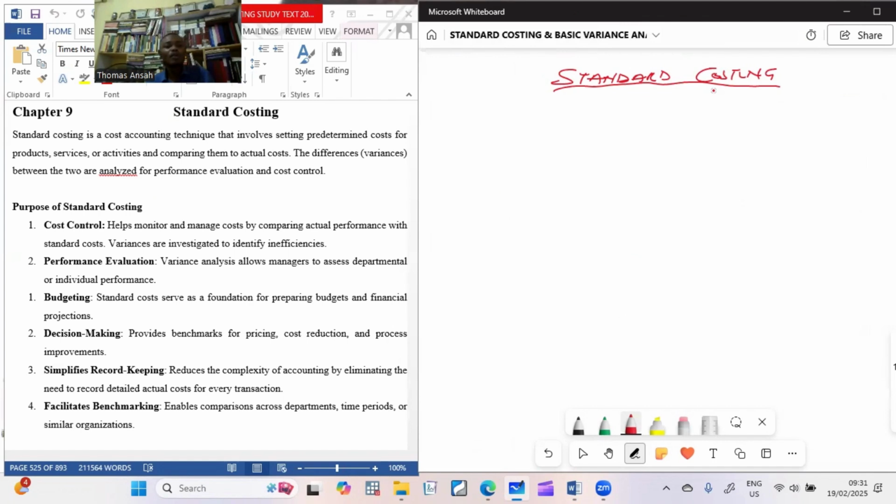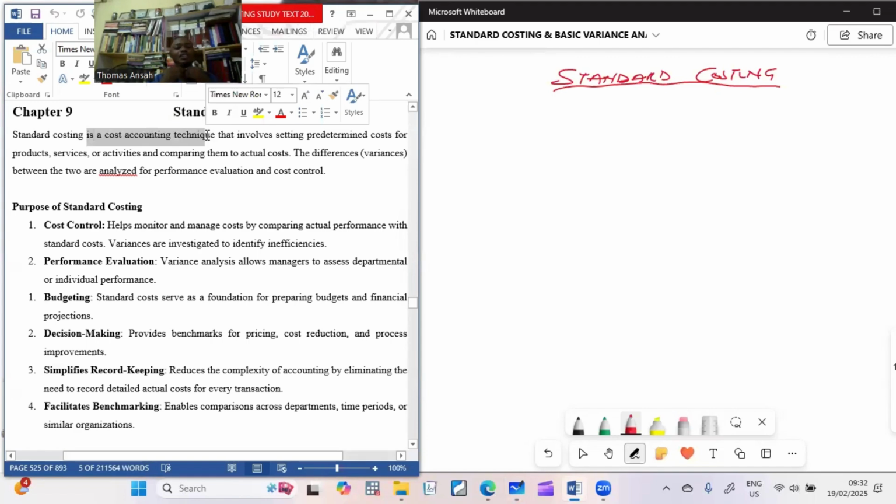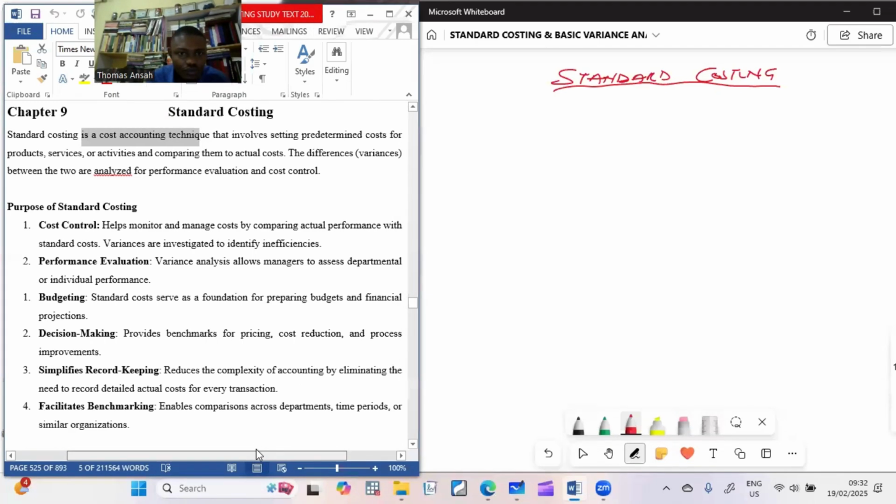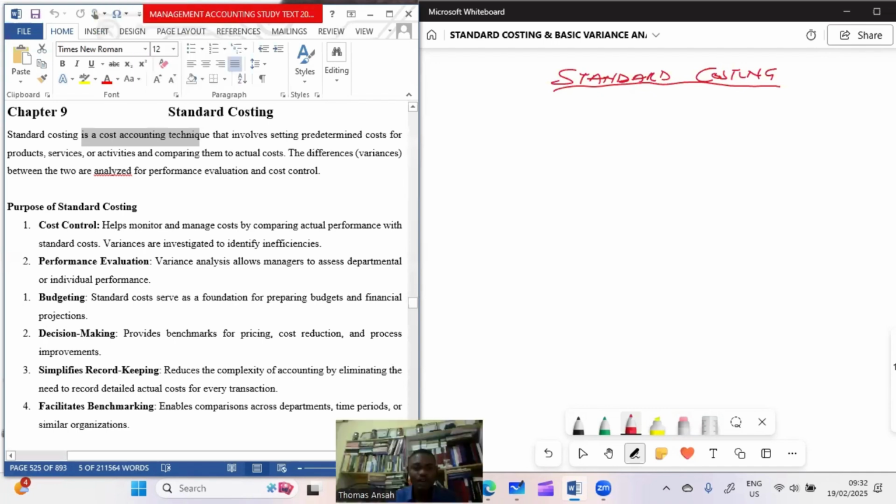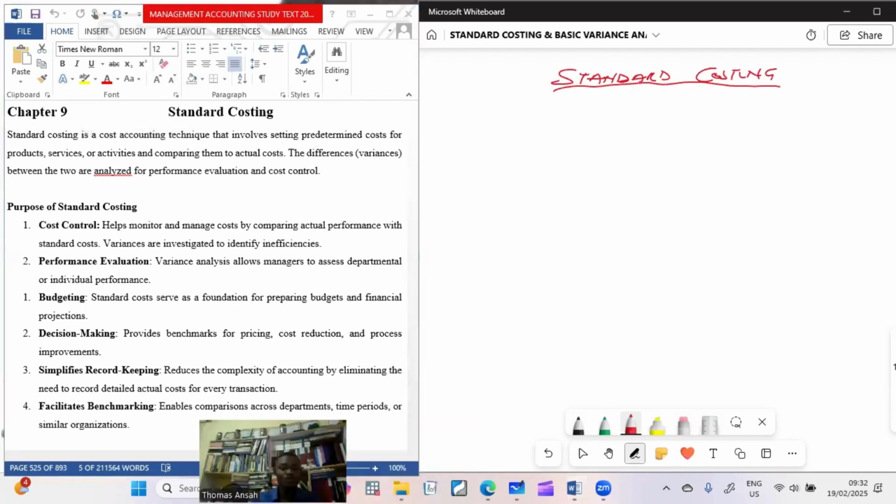So when we talk about standard costing, what we are saying is that it is a cost accounting technique that involves setting up a predetermined cost for products and services, and you will use that to compare with the actual. The difference you get is what we call a variance. So basically we are just trying to set up a budgeted cost, and of course we have learned so many ways of setting these budgeted costs, and we will compare it to the actual, because there's no point in doing something when you don't plan. So planning becomes the standard.